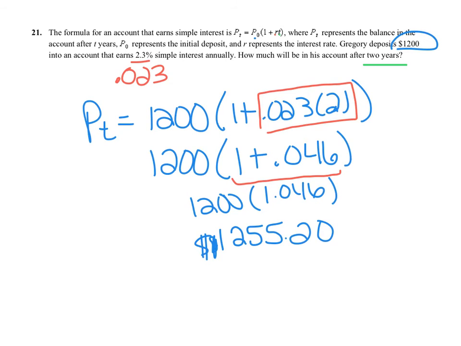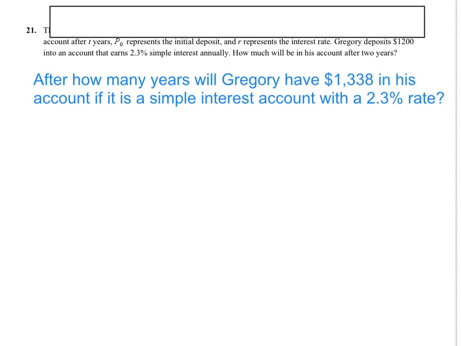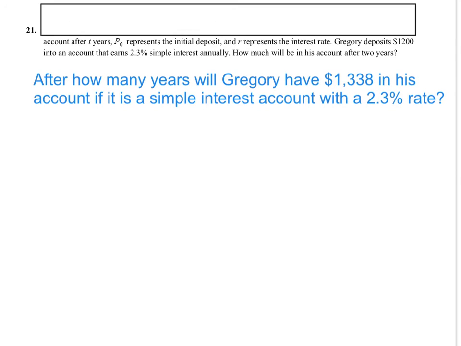All right, what I want to do now with this problem, and I know you don't have this on your review sheet, is work a backwards problem with the simple interest. So I'm going to erase all of this work, and I'm going to ask another question on this page. Okay, new question. After how many years will Gregory have $1,338 in his account if it is a simple interest account with a 2.3% interest rate? So this is a backwards question because they're actually giving you the $1,338. I forgot to remind you that he had $1,200 in his account. So our initial deposit is still $1,200.